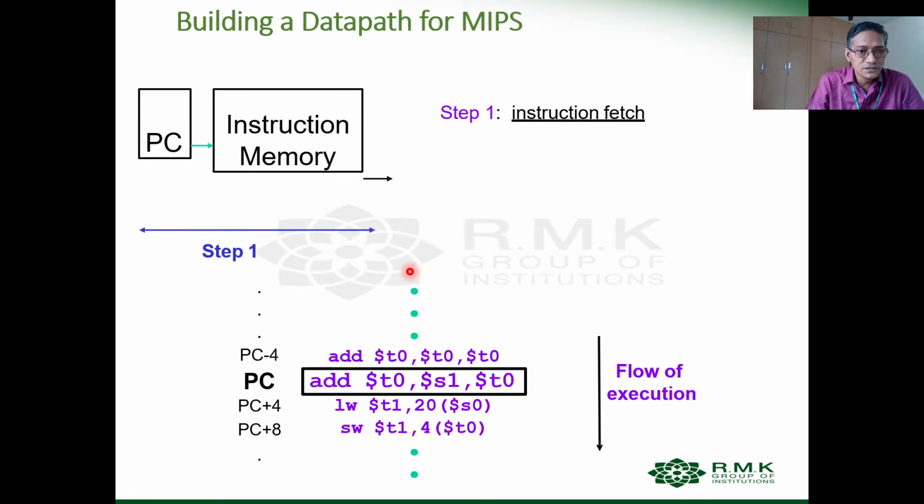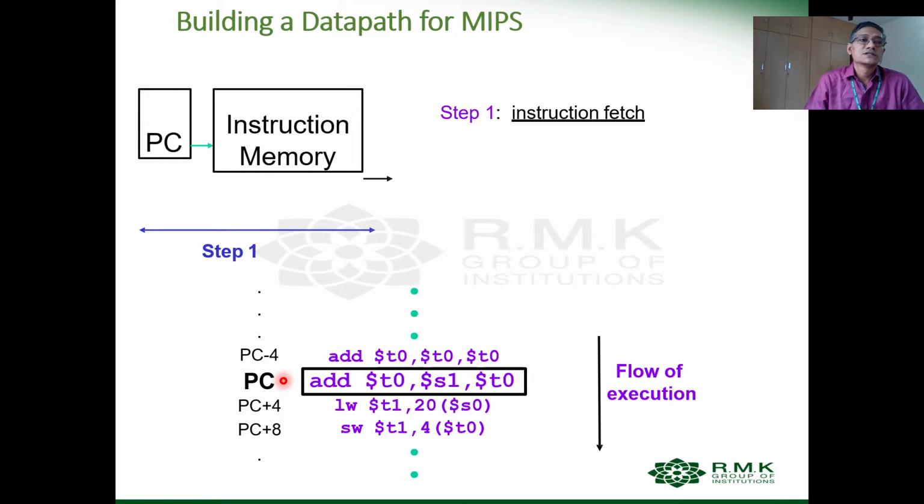If you see, this is the flow of instruction. Think that the processor is currently executing this add instruction, and when this instruction is fetched and it is in the decoding process, the PC is already incremented. PC is equal to PC plus 4. Why is it PC equal to PC plus 4?